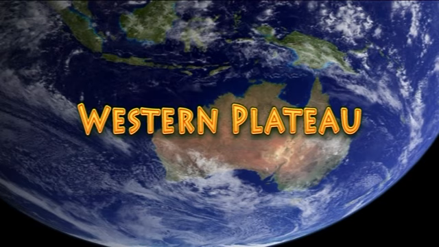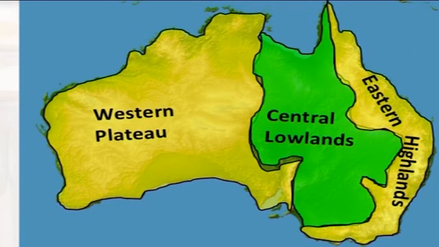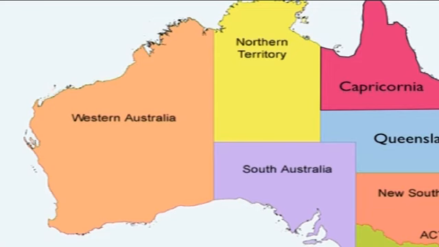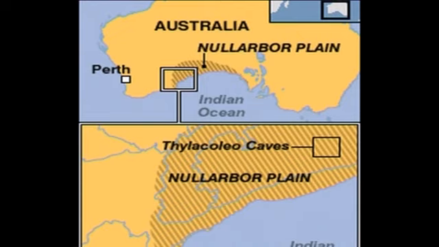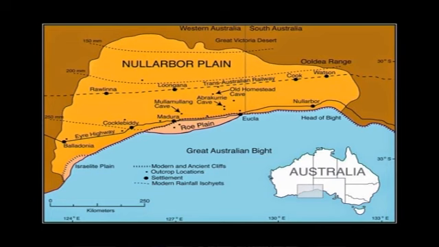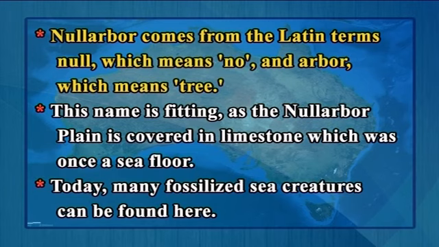Western Plateau. Western Plateau is a low, flat area that has been eroded over a period of millions of years. Indicative of this is the Nullarbor Plain, which is found in the southern part of the Western Plateau. Nullarbor comes from the Latin terms null, which means no, and arbor, which means tree. This name is fitting as the Nullarbor Plain is covered in limestone, which was once a sea floor. Today, many fossil sea creatures can be found here.